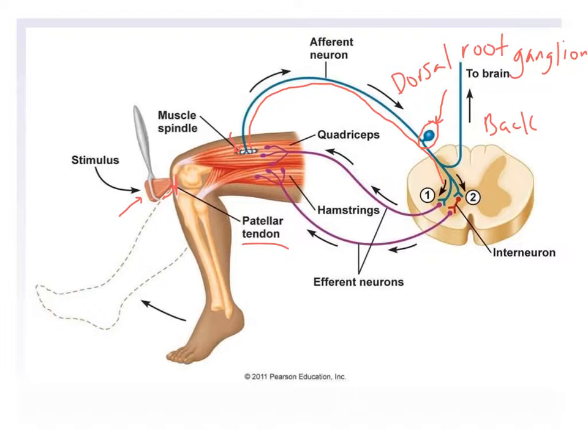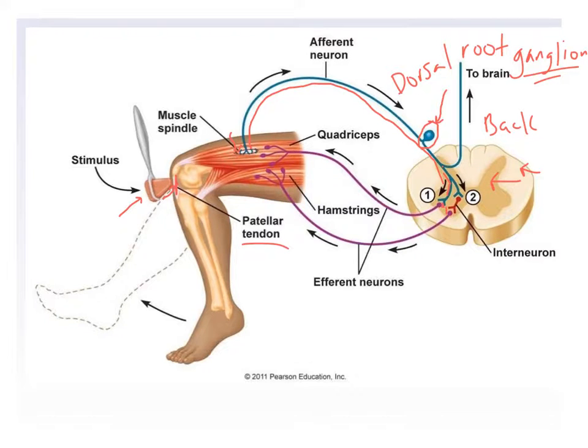Dorsal root ganglion. So remember, a ganglion is a cluster of cell bodies located outside of the central nervous system. All right, so that axon's action potential finally reaches the synapse right here. It releases neurotransmitters into the synapse. Remember, this is the gray area right here. This is the white area on the outside of the spinal cord.